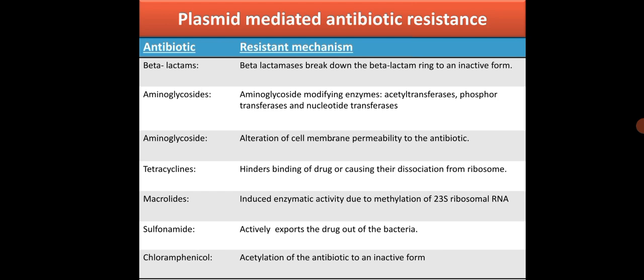Plasmid mediated antibiotic resistance. Beta-lactamases break down the beta-lactam ring to an inactive form in case of beta-lactams. Aminoglycoside modifying enzymes like acetyltransferases, phosphotransferases, and nucleotidyltransferases in case of aminoglycosides. Alteration of cell membrane permeability to the antibiotic in case of aminoglycosides, hindering binding of the drug or causing their dissociation from ribosome in case of tetracyclines.